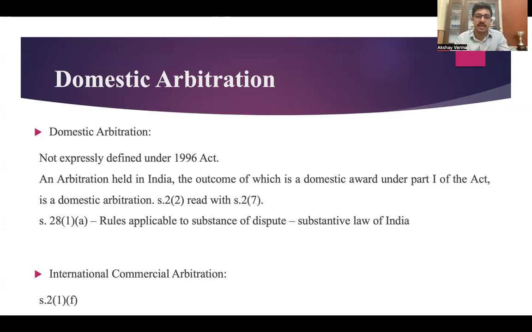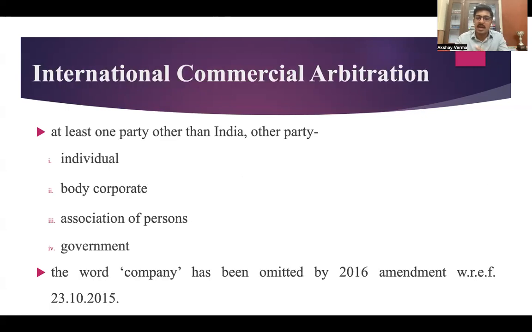Now, what is international commercial arbitration? It has been defined under section 2, subsection 1, clause (f). There it is said, any arbitration, which has to be commercial, in which at least one of the parties is other than India. So at least one party, that means even both the parties can be outside India. If both parties are outside, then also we will call it international commercial arbitration.